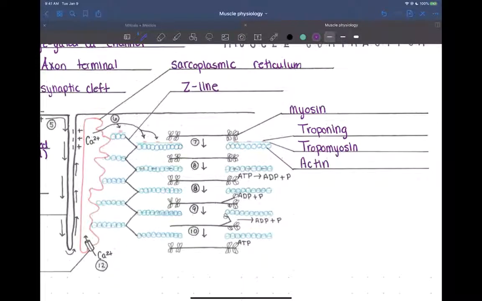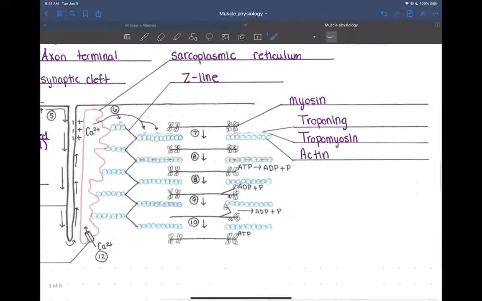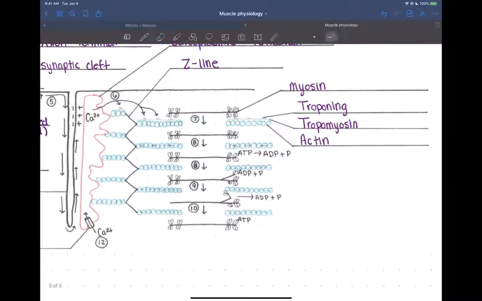Okay, so let's continue our story. So we have calcium released from the sarcoplasmic reticulum. It's going to bind to troponin. When calcium binds to troponin, it causes the troponin to change shape. That change in shape pulls the tropomyosin off of those binding sites on actin. So that's triggered by calcium. Once those binding sites are now exposed, the myosin has the opportunity to interact with that actin.